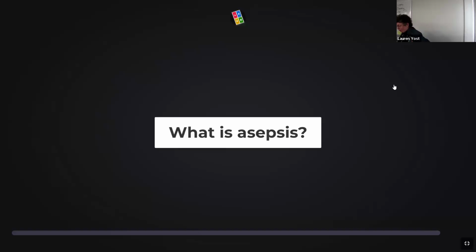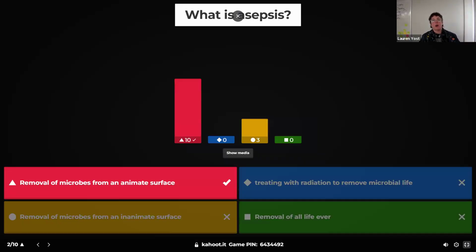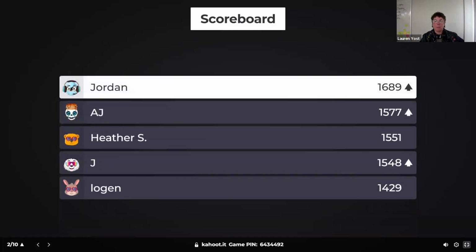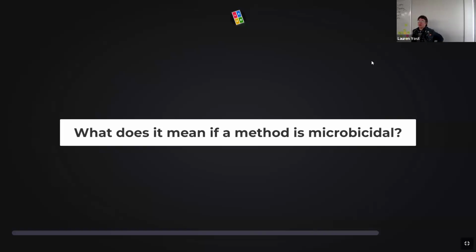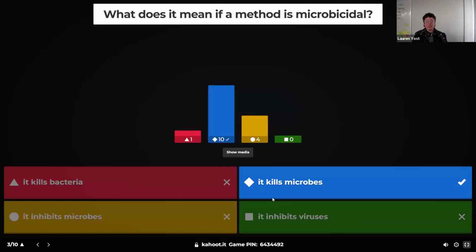So we've got our next question. What is asepsis? Sepsis or antisepsis, right? This is removal of those microbes from animate surfaces like living skin. All right, our next question. What does it mean the method is microbicidal? The correct answer for this one is it kills microbes. Cidal is always referring to killing and not just inhibiting, and we are affecting microbes, generally speaking, not just bacteria.